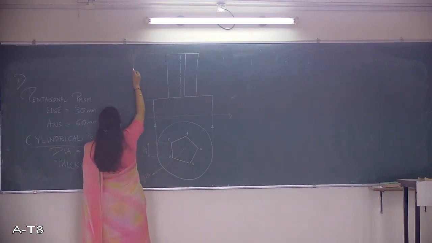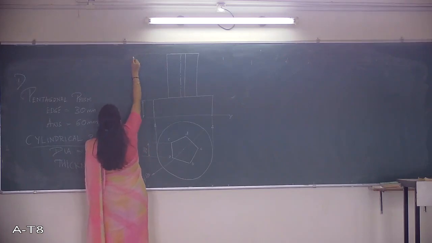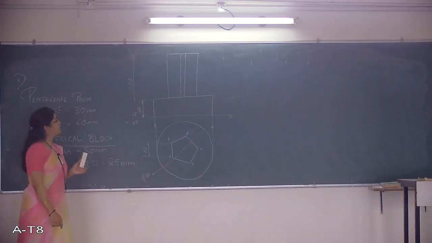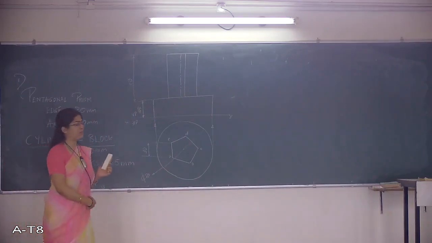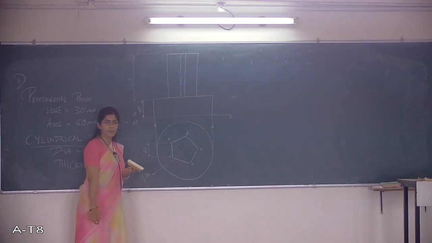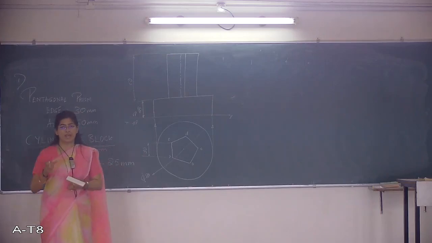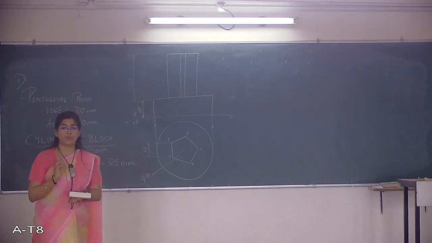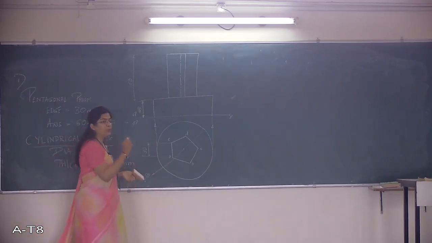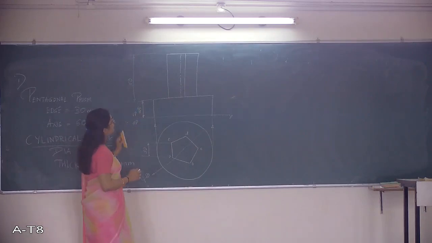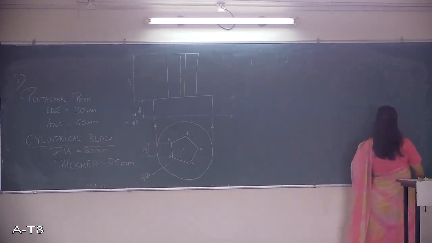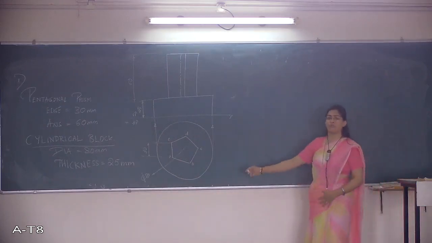Next is, you have to mark the dimensions. This is the pentagonal prism. It is 60 mm is the height of this pentagonal prism. So this is the front and the top view of the combination of solid, that is a pentagonal prism, which is placed on a cylindrical block, and it is placed centrally such that the centers of both the cylinder and the prism are going to coincide. So having completed this, now we will proceed and get the isometric projection of this combination of solids.